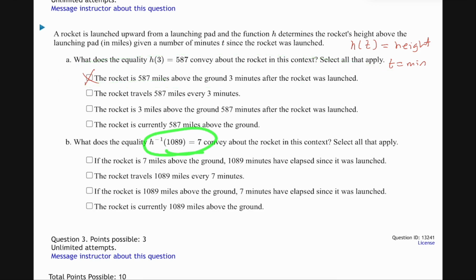Now, the inverse means, that little notation here means it's the inverse. So that means this is the height in miles. The input is the height. The output this time is minutes. So let's just find the one that goes along with that. So I am at a height of 1,089 miles above the ground, and we're at the 7-minute mark. So this would be the one that we want right here.